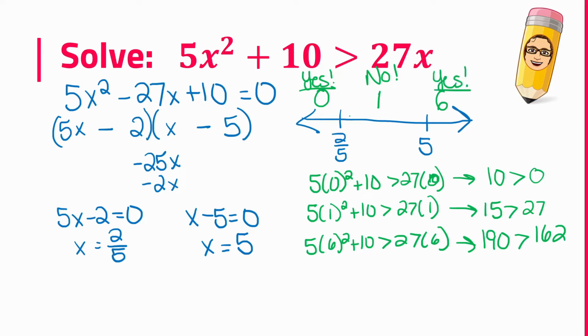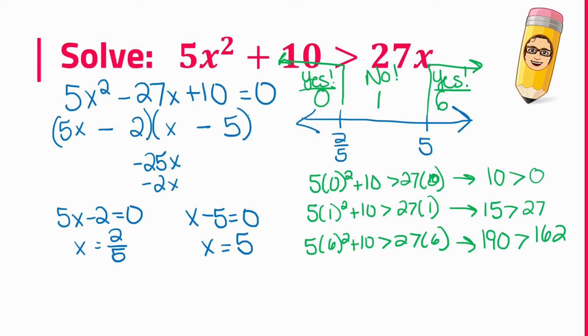Now notice, where do my yeses exist? I have a yes on this side, and I have a yes on this side. I don't have that middle piece. That middle piece was a no. So the numbers between 2/5 and 5 do not satisfy this particular inequality. So now I'm going to write my interval notation.